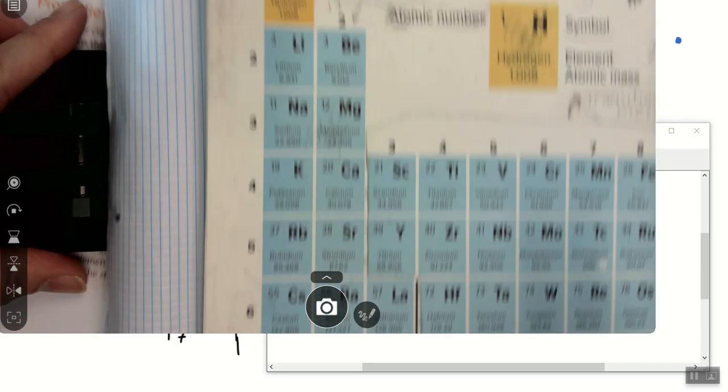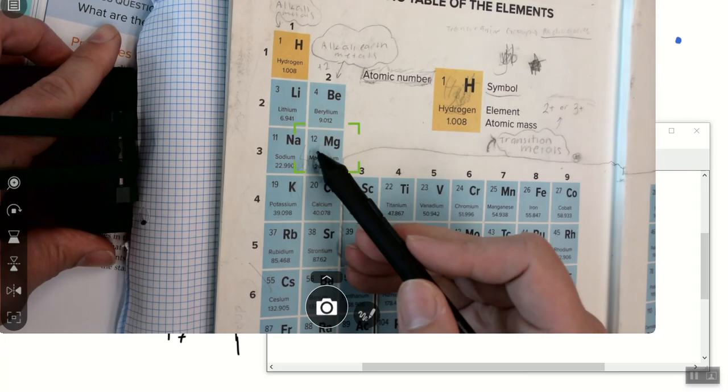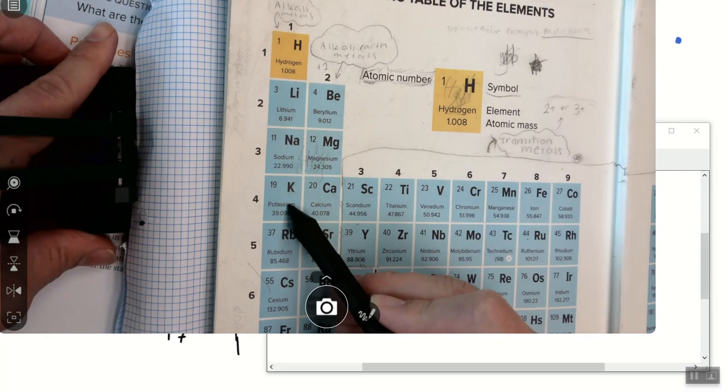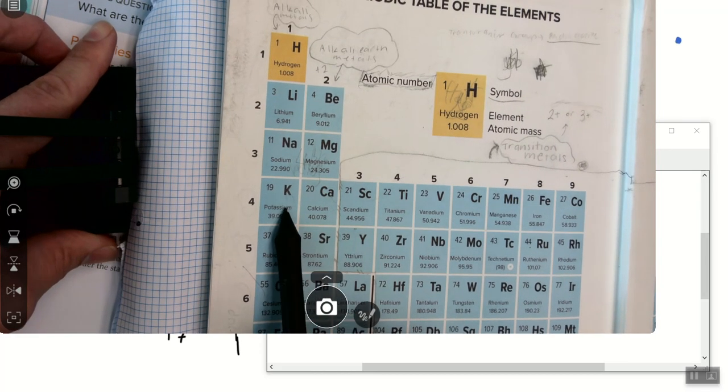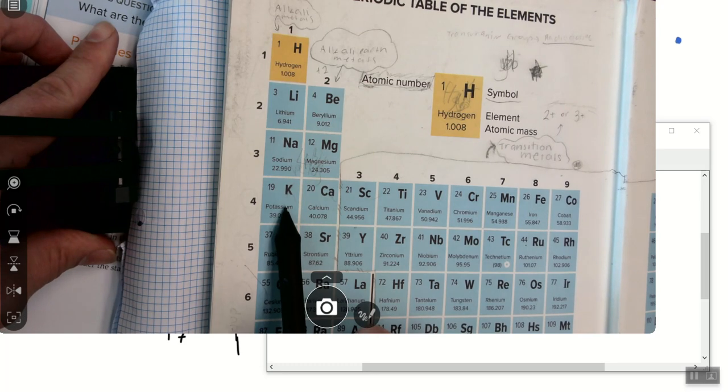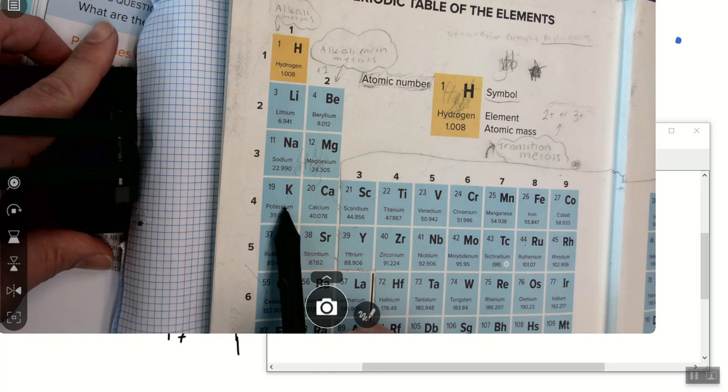All right, so check it out. Let's pick something in group 1. I'm going to pick potassium arbitrarily. How many valence electrons does potassium have? 1. So to be stable, it can either get rid of 1 or it can gain 7. Which is easier? Subtracting 1.